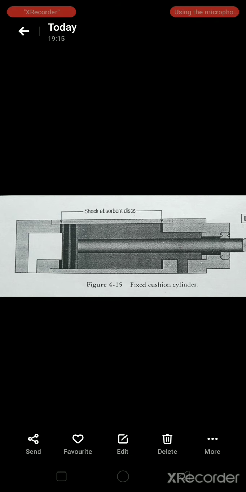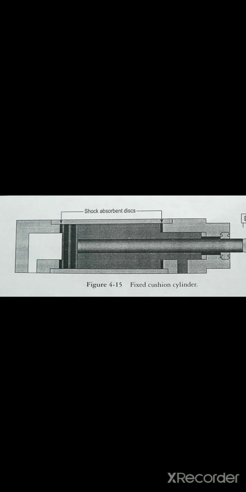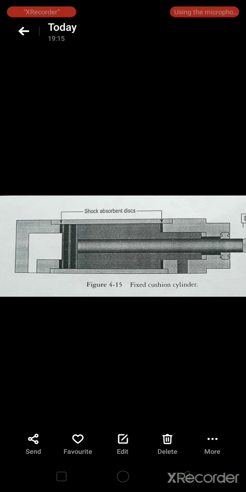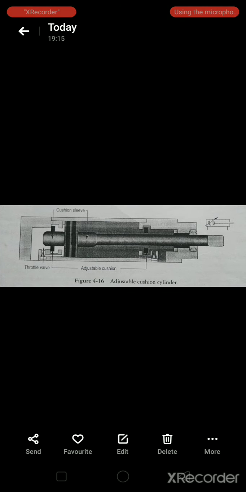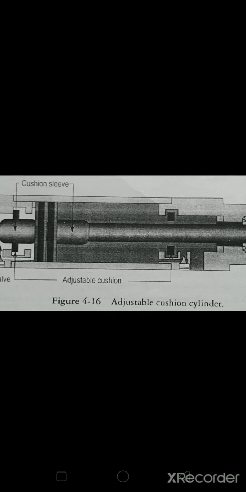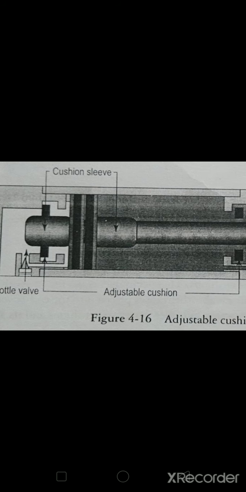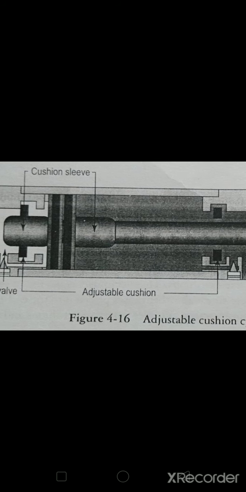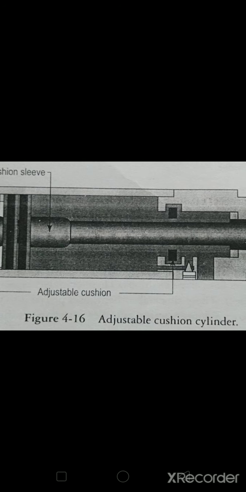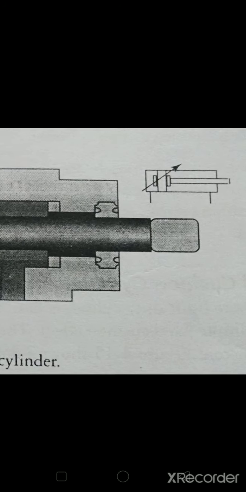Small bore light duty cylinders have fixed cushion. This cylinder makes use of synthetic rubber buffers to give a simple fixed cushion effect. This shock absorbent is placed into the end cover to cushion the impact of the pistons. Now you can see an adjustable cushion cylinder, in which there is a throttle valve, and there is an adjustable cushioning sleeve, and this is the notation.